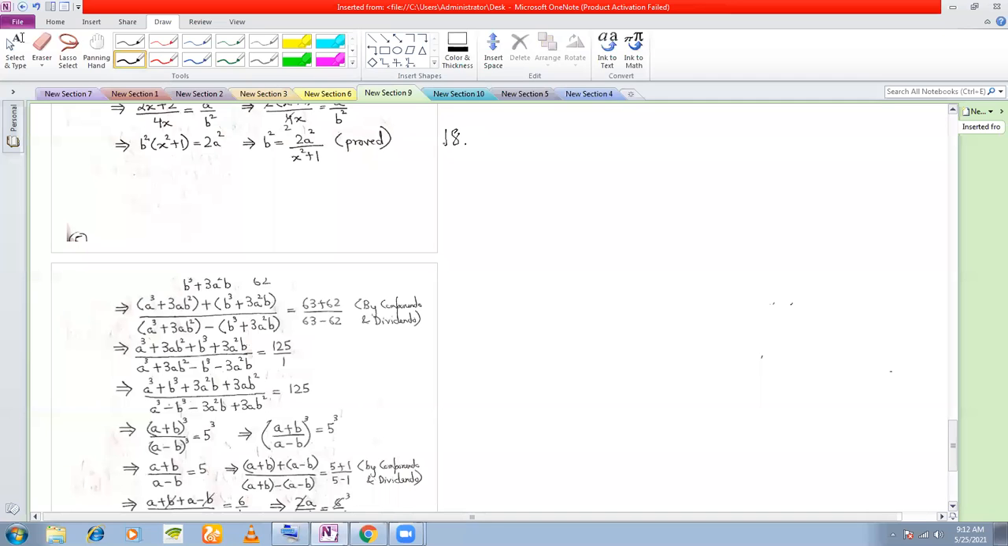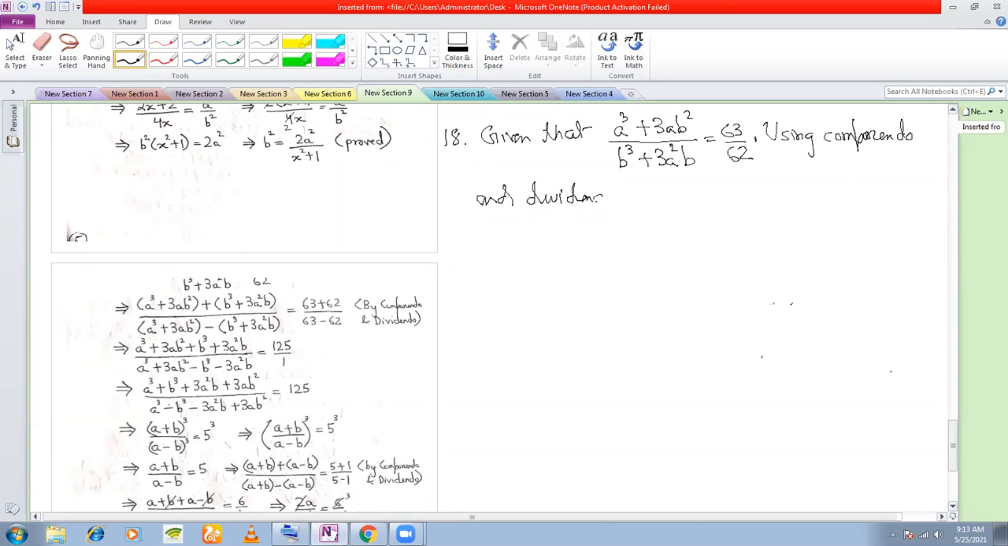The question here is given that a cube plus 3ab square divided by b cube plus 3a square b is equal to 63 by 62, using componendo and dividendo, find a is to b.